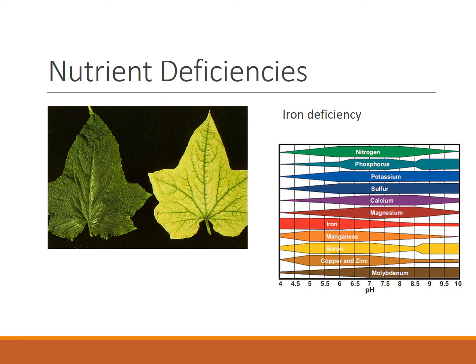If you find the bar for iron, you can see at high pHs, iron is not available to roots for absorption. So it's possible that this particular plant may have been growing in a situation where the soil pH was high, maybe 8 or 8.5 or higher, and iron was just not available, and as a result of this, the plant exhibits iron deficiency symptoms in its leaves.